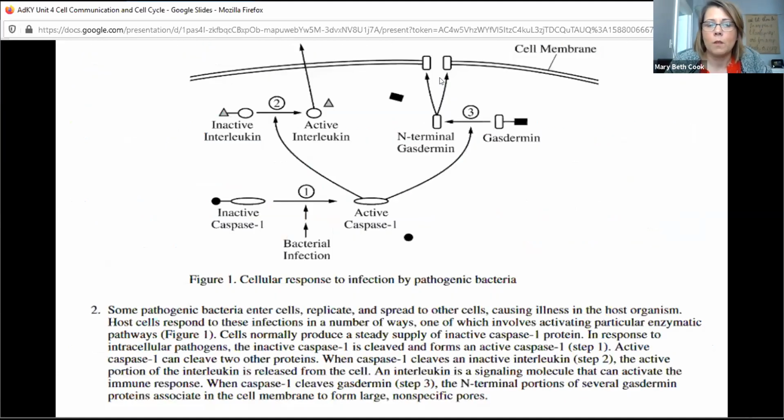So again, go to chat. If step 3 was inhibited, so if I put a big X here, what would be the effect on forming this pore and what would be the effect on releasing interleukin from the cell? So step 3 is stopped. Tell me the effect on forming a pore and on interleukin being released.